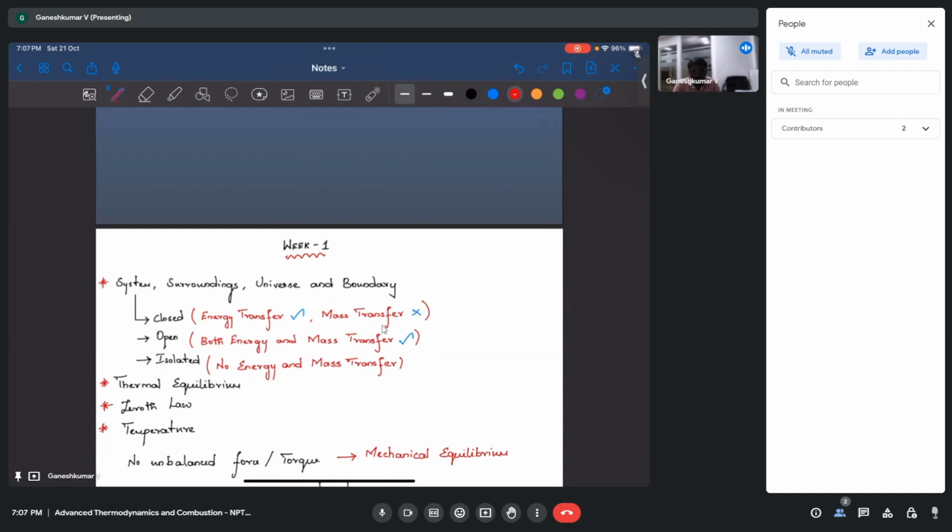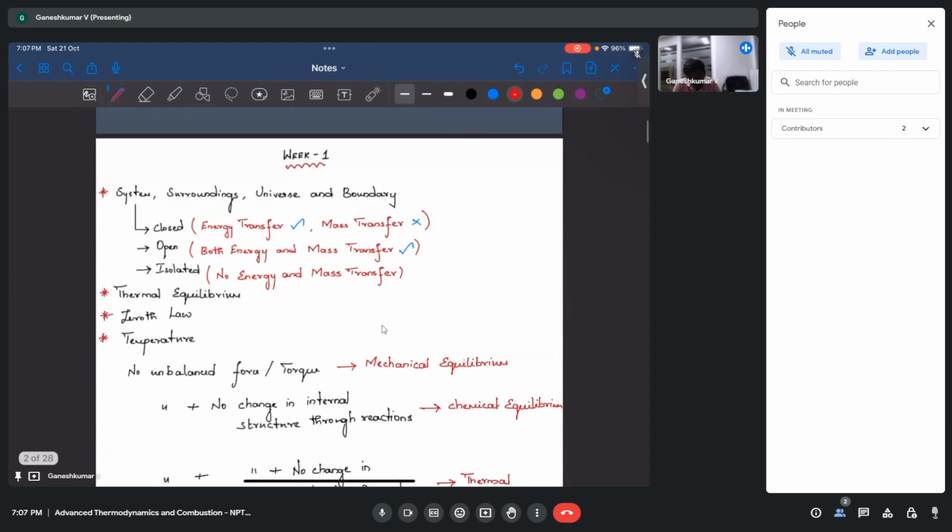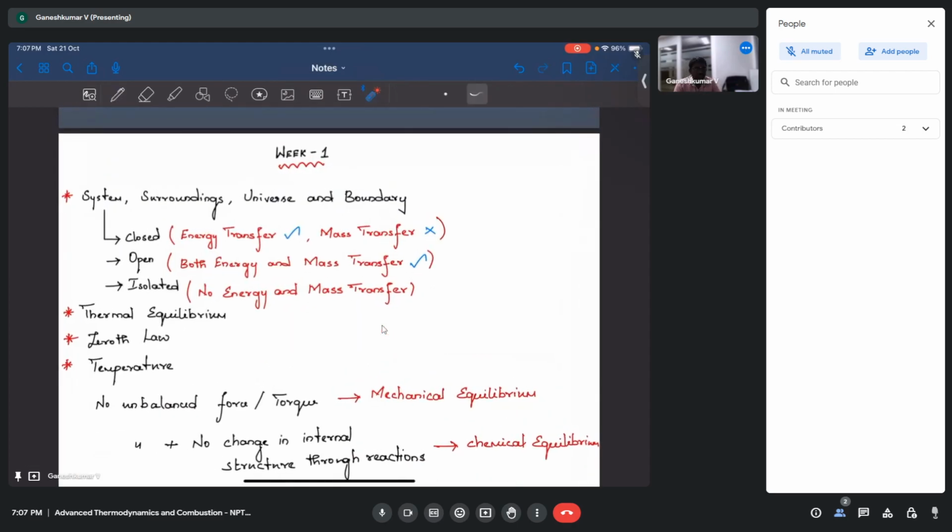So we revisited some of the basic terminologies in thermodynamics like system, surroundings, universe and boundaries. We also defined three kinds of system: closed system, open system and isolated system. In a closed system, energy transfer can happen through the boundary, which means heat or work transfer can happen, but mass transfer cannot happen. In an open system, both energy and mass transfer can happen, and in an isolated system, no energy and no mass transfer happens. That is basically the difference between these three systems.